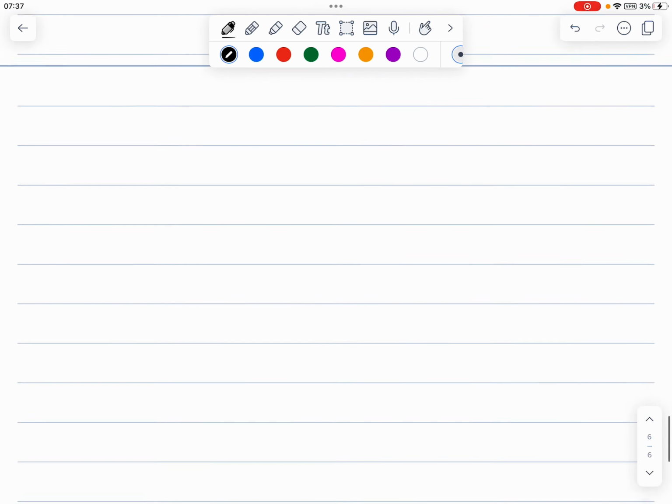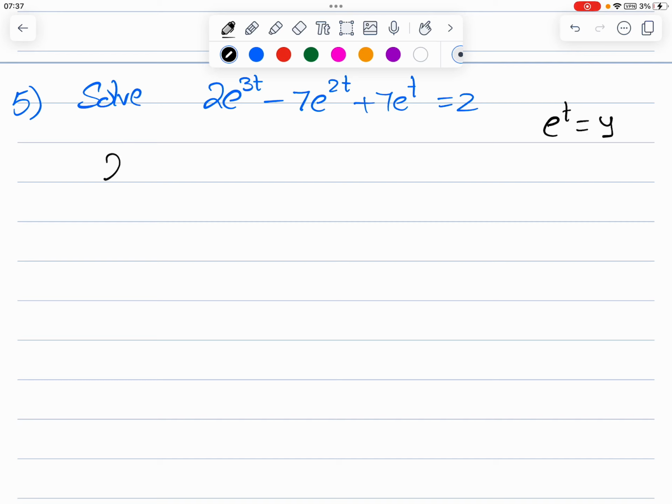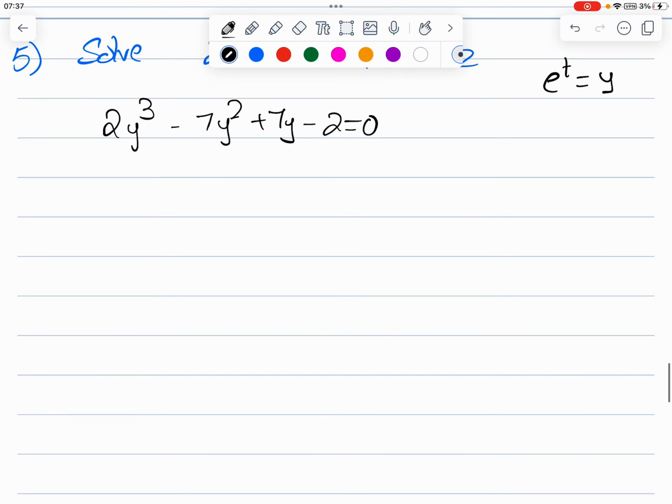Now coming to question number 5. Solve for 2e^(3t) − 7e^(2t) + 7e^t = 2. So what am I going to do? Let e^t equal y. So it becomes 2y³ − 7y² + 7y − 2 equals 0. So this is a cubic function. So we have to do long division to find the roots.